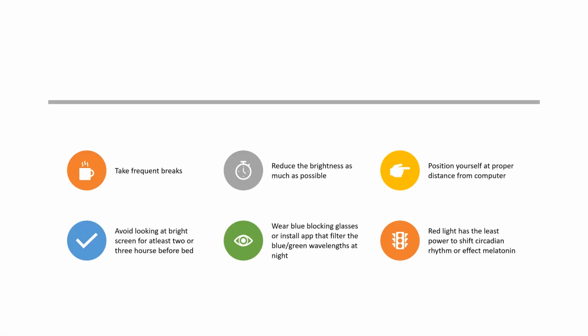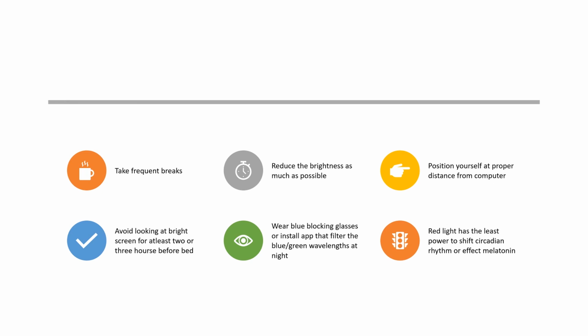And before you go, let me give you a few bonus tips: take frequent breaks, reduce brightness as much as possible, and position yourself at a proper distance from your computer or any electronic devices that you use. Avoid looking at bright screens at least 2 or 3 hours before you go to bed. Wear blue light blocking glasses or install apps that filter blue and green lights, and you can enable that app during the night.